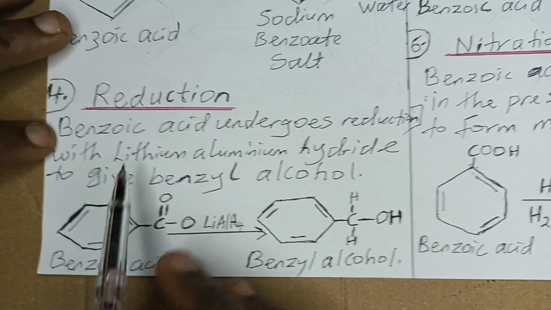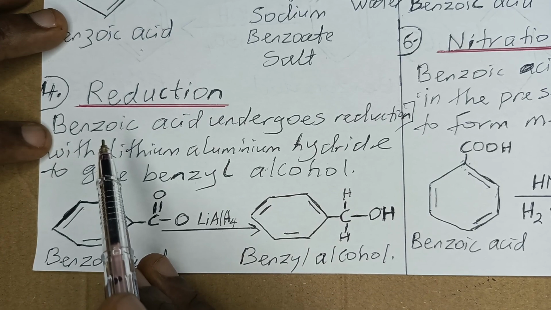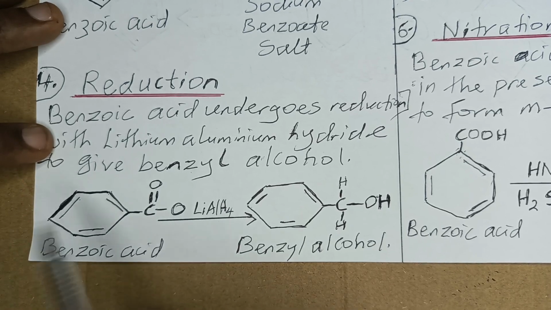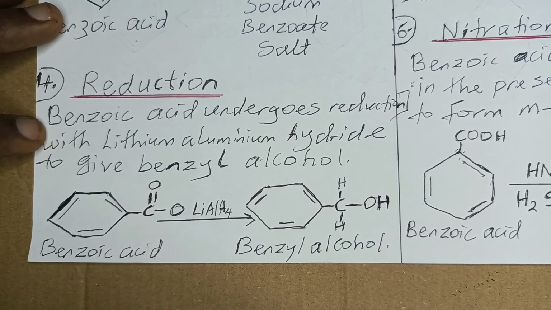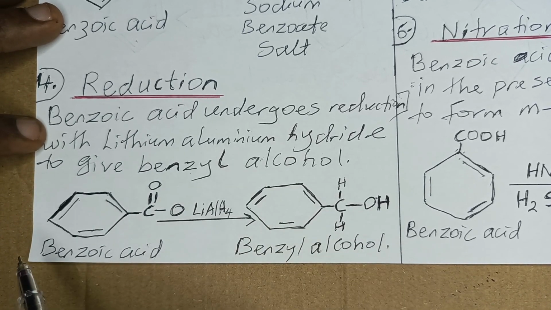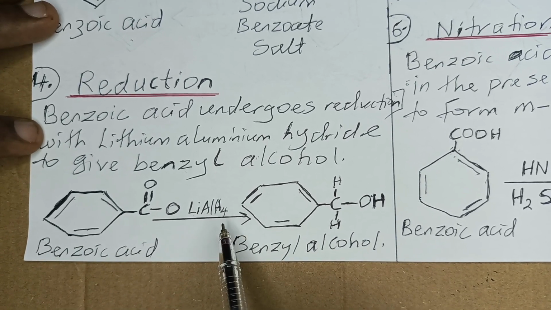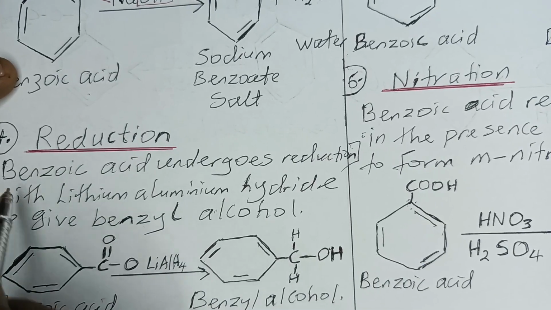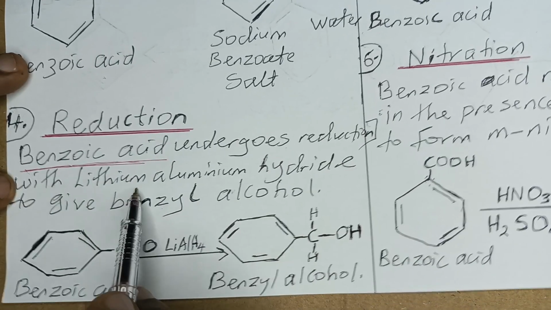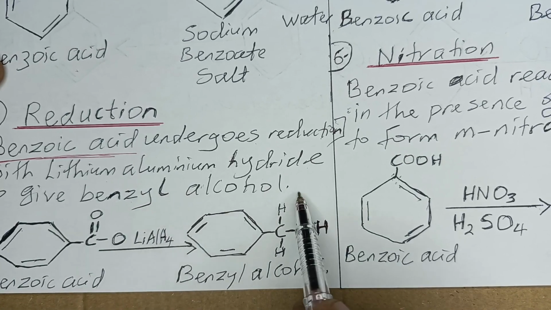Now, moving over to the fourth reaction of benzoic acid, that's reduction. Acid can be reduced to give us alkanol, because oxidation of alkanol results in acid. So reduction is the opposite of oxidation. They are going back. The commonly used reducing agent is lithium aluminium hydride. You can see now benzoic acid undergoes reduction with lithium aluminium hydride to give benzyl alcohol.